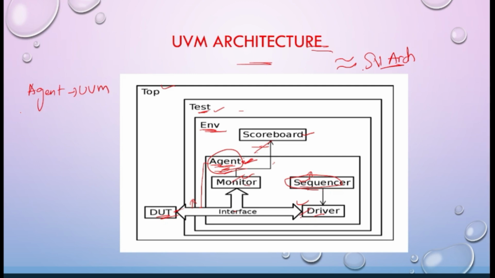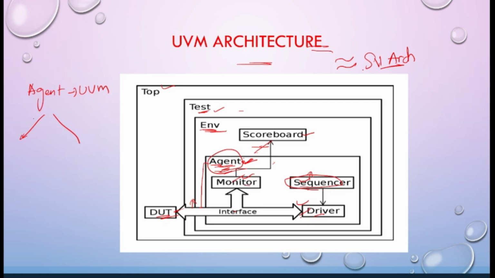Basically, the agent is always protocol specific in UVM. That means depending upon the protocol we can adjust the agent. We can configure the agent based on the protocol that we are having. So how are we going to configure it, or how are we going to make the changes within the agent? We are going to see it.